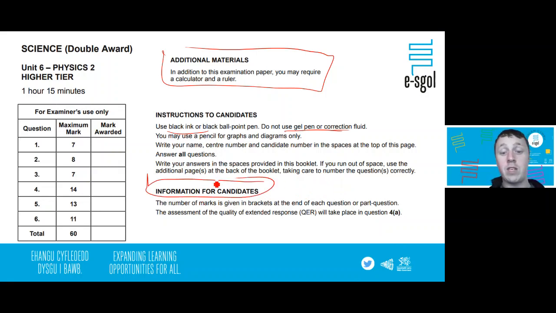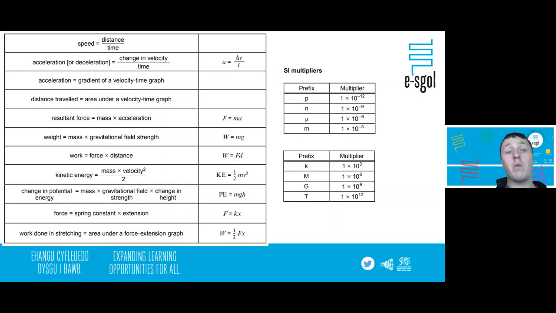Information that is vital to you is understanding where you'll find that 6-mark question, and in this paper it was in question 4 part A. So you can see it's that 6 marks from that 14 marks is allocated to the QER, that question of extended reasoning. So looking into the paper, you often see this if you're doing the double award and it's the higher tier. You can see there's a lot more equations compared to foundation, and there's a lot more SI multipliers.